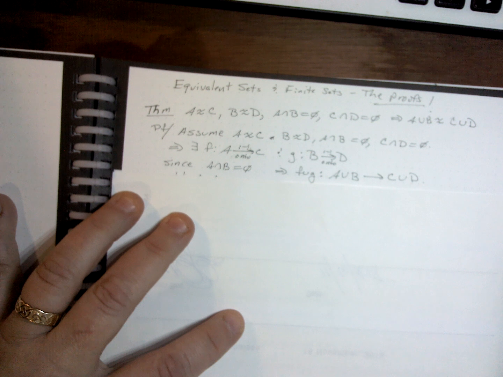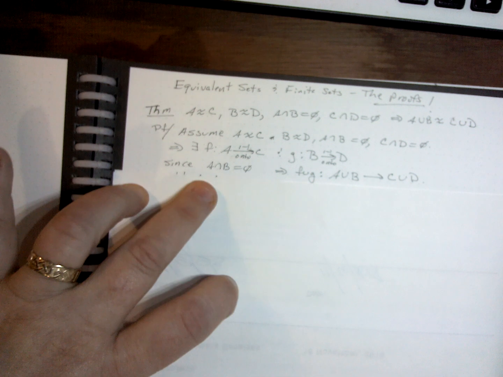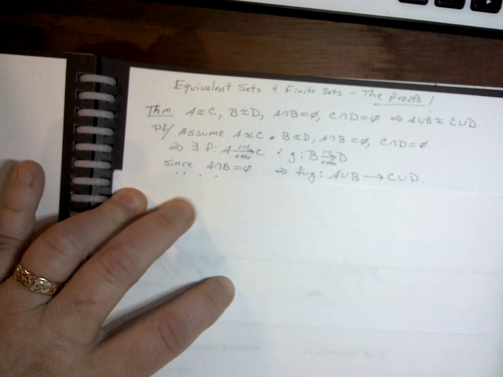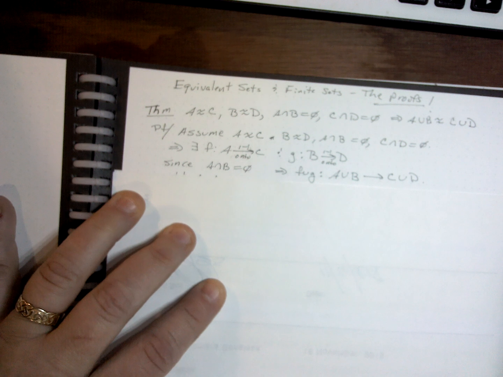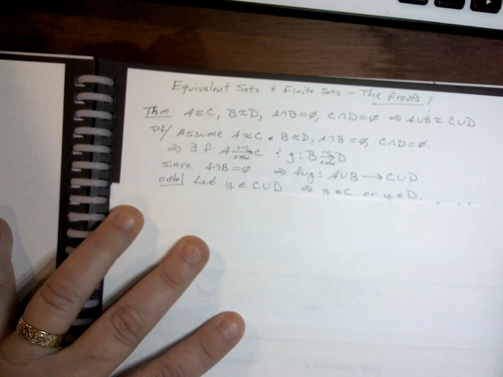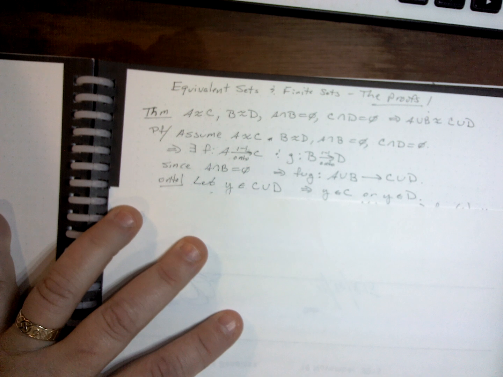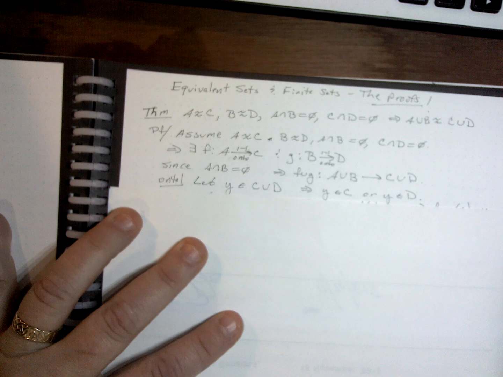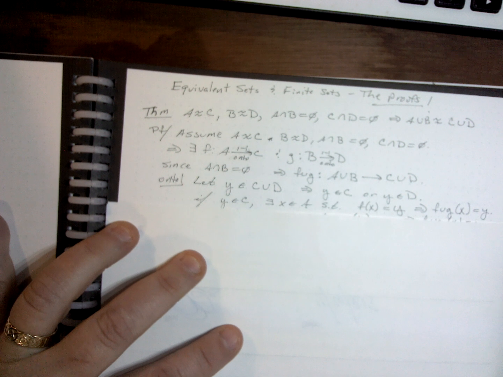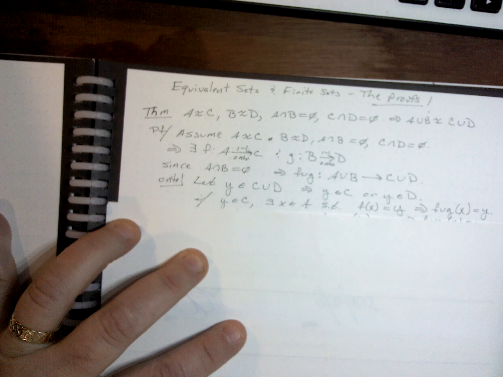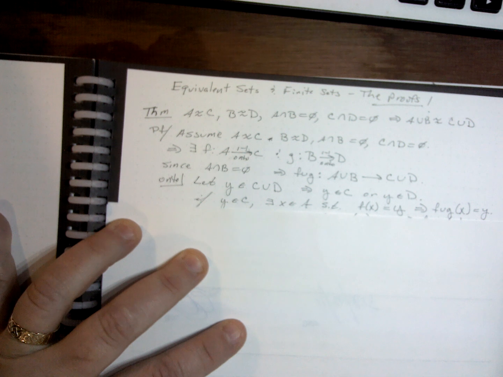We already know it's a function because we proved that before, since A intersection B is empty. So now I just need to prove that it's 1 to 1 and onto. So first, onto. Let Y be an element of C union D, the codomain. Well, it's either in C or it's in D, but it's not in both. If Y is in C, then there exists some X in A such that F of X equals Y, since F is onto. Well, that means that F union G of X equals Y.